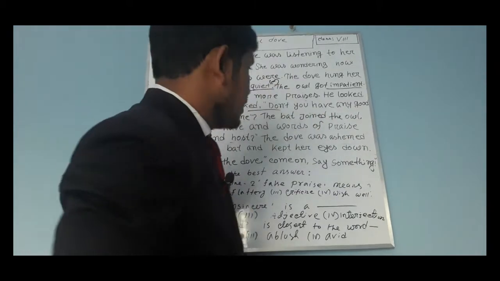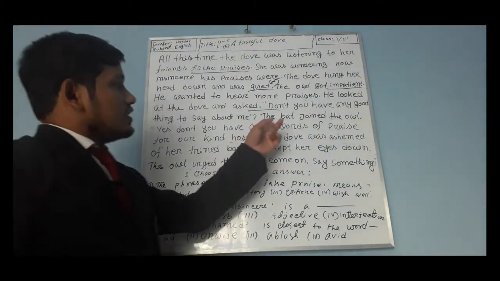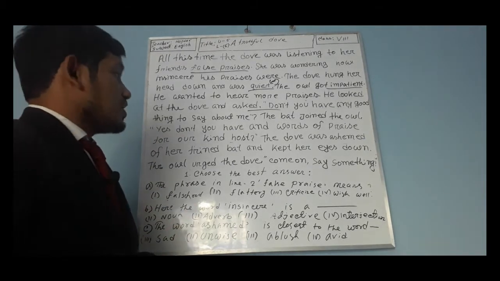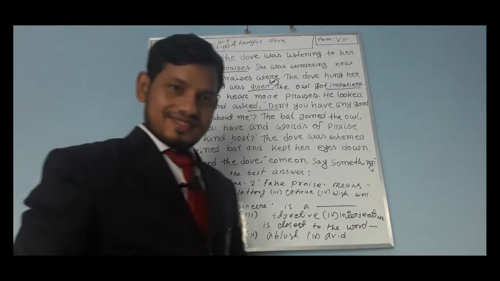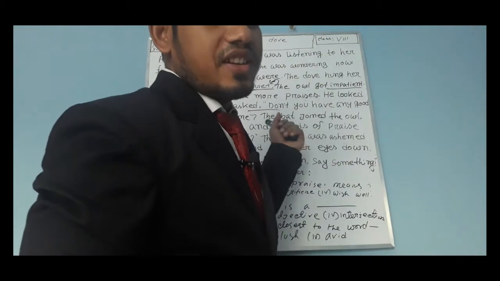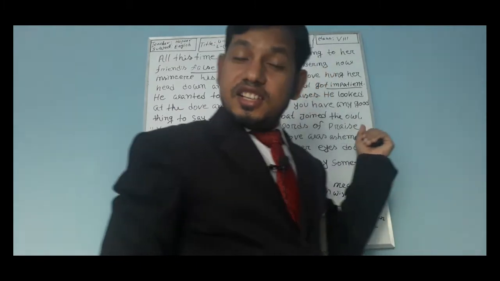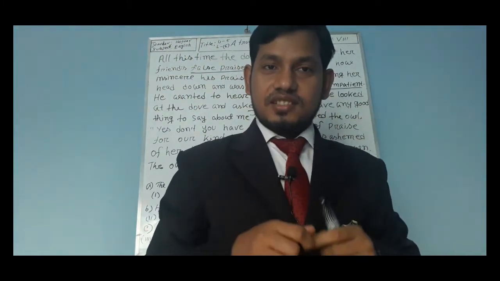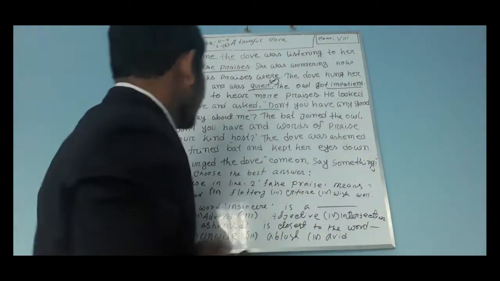So you know it very well, my dear students. Then the bat joined the owl. "Yes. Don't you have any words of praise for our kind host?" That means it's one kind of flattery. This sentence is full of flattery, right? And it's said by the selfish rat, very cunning rat. Understand? The bat is very cunning.